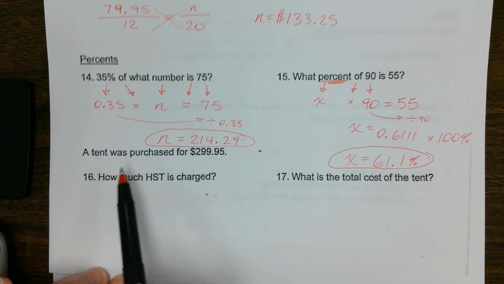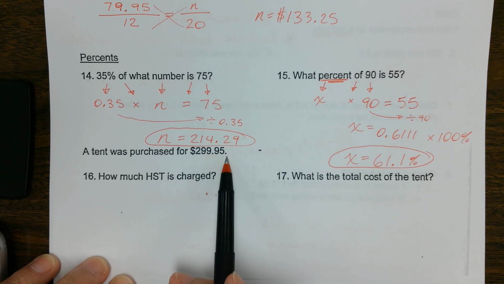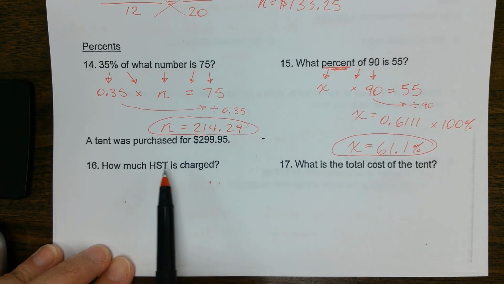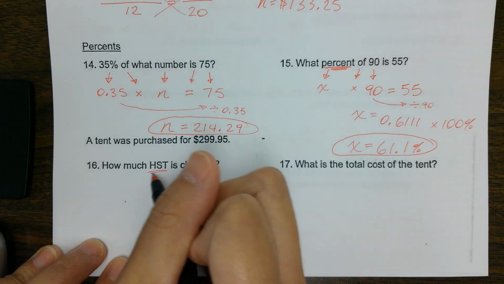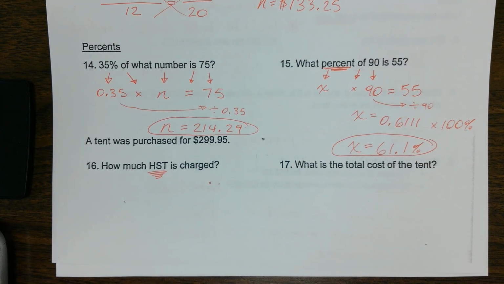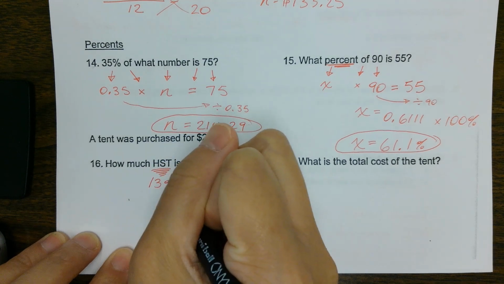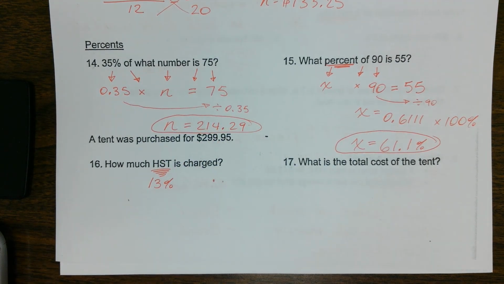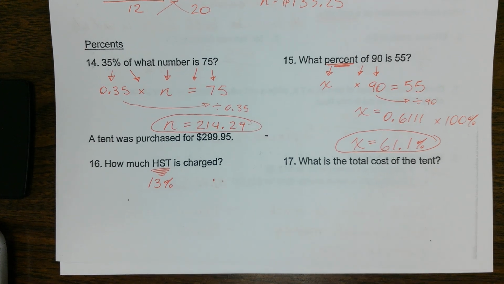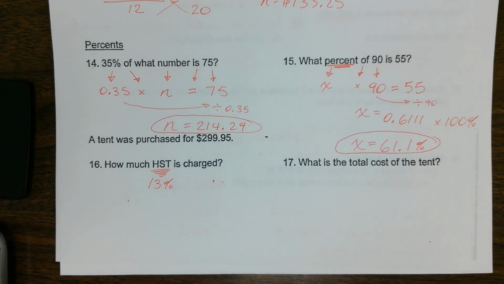And then this. A tent was purchased for $299.95. That's an expensive tent. How much HST was charged? What does HST stand for? Yeah. Harmonized sales tax. Who came up with this name? It is not harmonized. Our government came up with this name so that they can charge us how much percent? 13%. Yeah, so they really did just come up with a new name so that they could charge us 13% extra on everything. Yeah, so welcome to Canada.